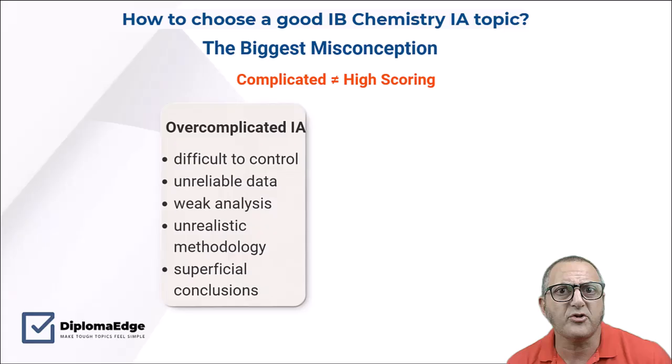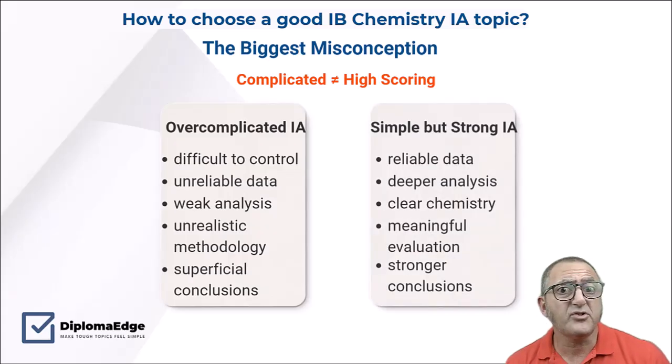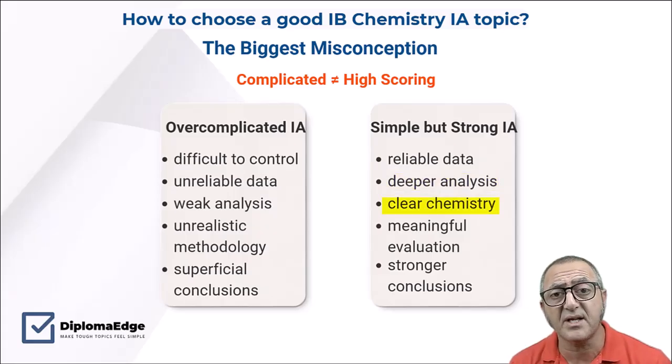And on top of that, you don't understand the topic that you're doing well. You're not familiar with it. So sometimes it's counterproductive to choose something that is very complicated. Whereas if you choose something simpler, but still good for chemistry, your data in your experiment is going to be way more reliable. This is going to allow for a much deeper analysis, much clearer connection to chemistry, much more meaningful evaluation, and a stronger conclusion. And this normally renders better marks for your internal assessment. So simple sometimes is more advisable than very complicated.